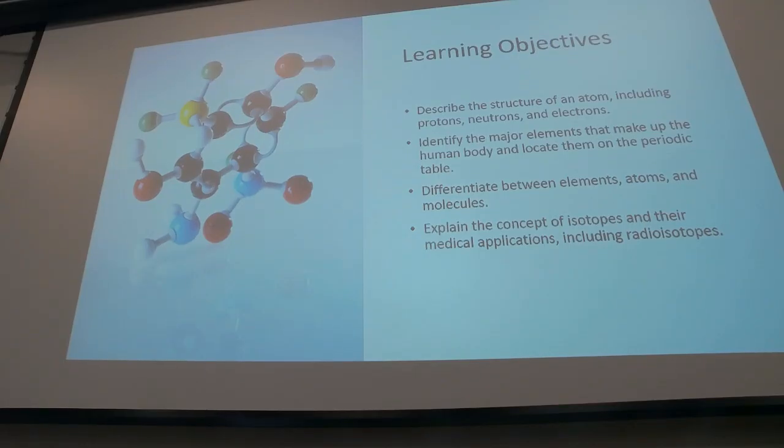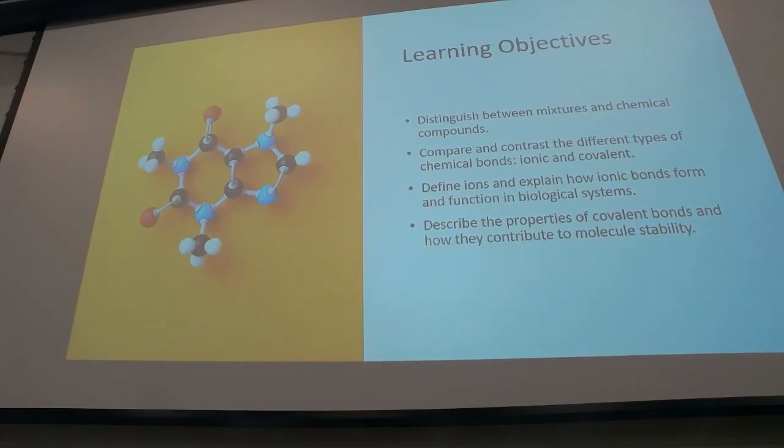And then we're going to differentiate what is an element versus an atom versus a molecule. We're going to see what isotopes are and what they are used for. We're going to distinguish between mixtures and chemical compounds. We're going to compare and contrast the different types of chemical bonds, and we're going to focus more on the most common ones, which are ionic and covalent. And we're going to see how they contribute to form larger molecules.